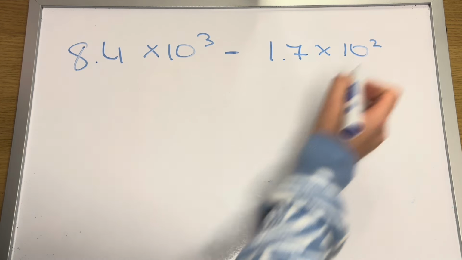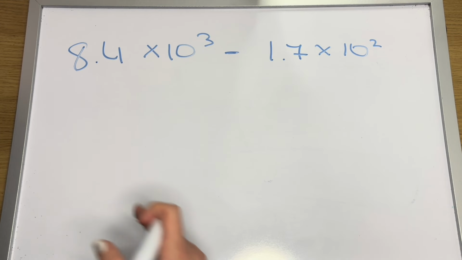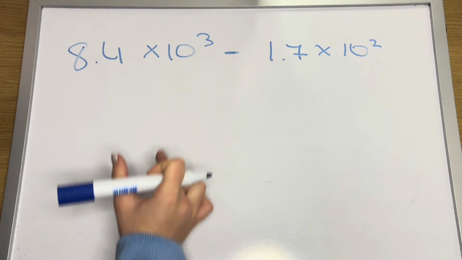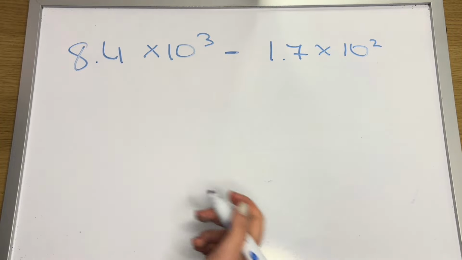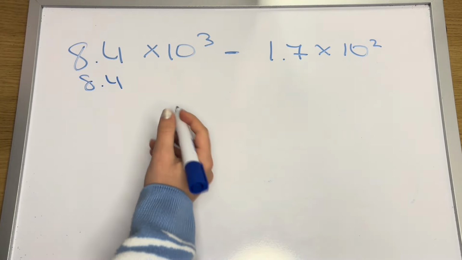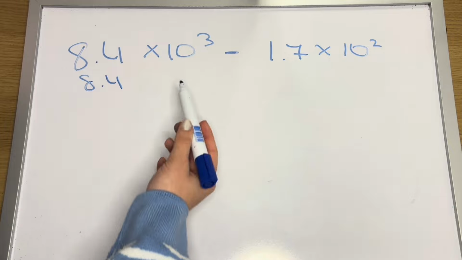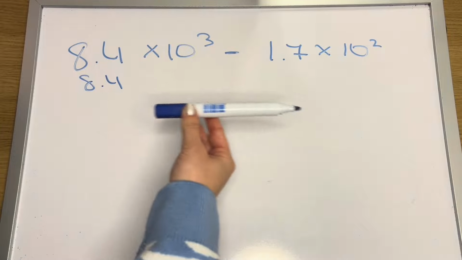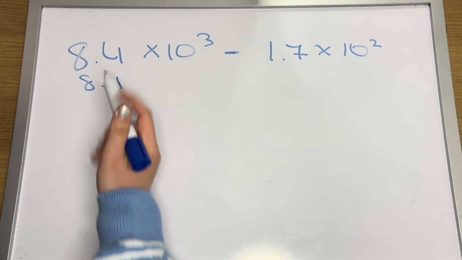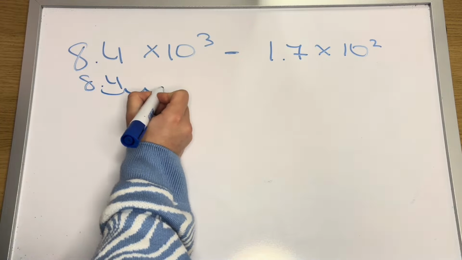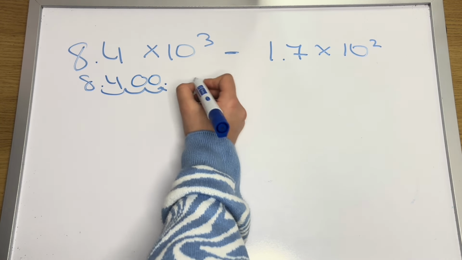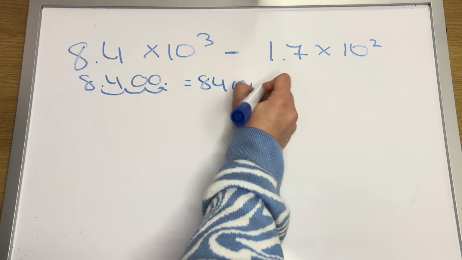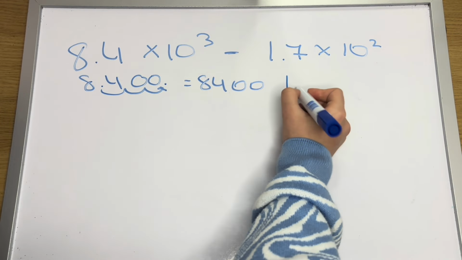Now say if I'm given 8.4 multiplied by 10 raised to the power of 3 minus 1.7 multiplied by 10 raised to the power of 2. So then again, we do the exact same thing that we've been doing. We take the first standard form statement. So 8.4, and the decimal place has been moved 3 times. It's positive, so we have to move it to the right. So 1, 2, 3. Here's where the decimal place will be. So there's 2 zeros there. So that means it's 8,400.